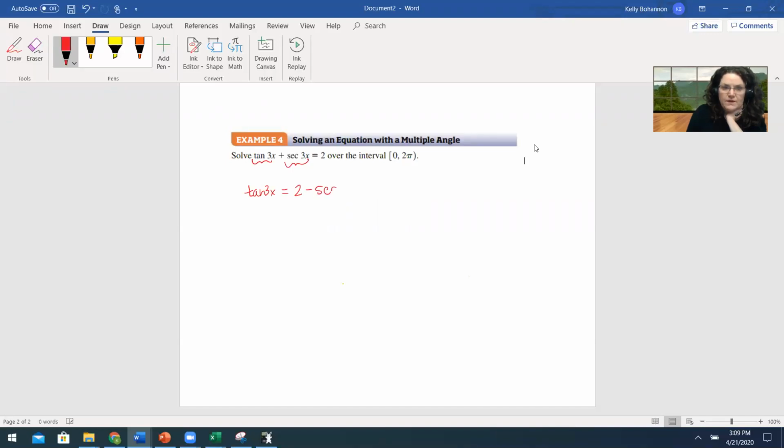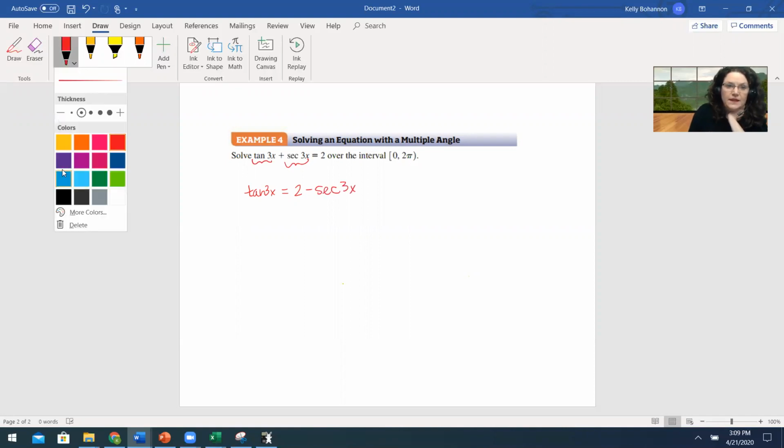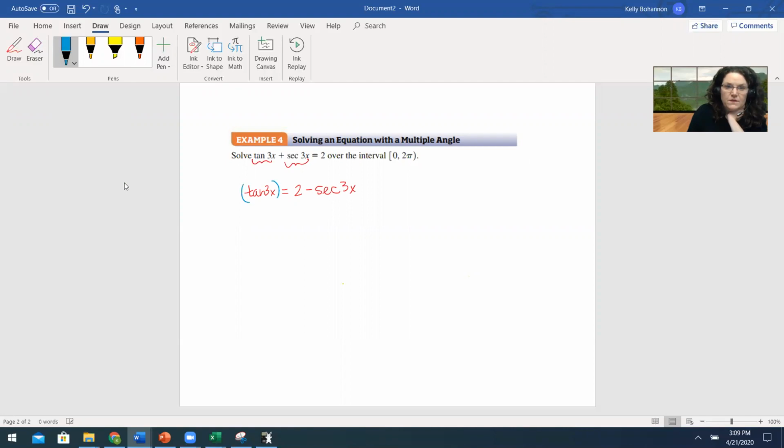So now it's this. And then in order to use my Pythagorean identity, I'm going to square both sides. So square this and square this. Squaring this is just going to give me tangent squared of 3x. Squaring this, remember, that's 2 minus secant 3x times 2 minus secant 3x. So you're foiling or distributing or whatever you call it. So that's going to give me 4 minus 4 secant 3x plus secant squared 3x.